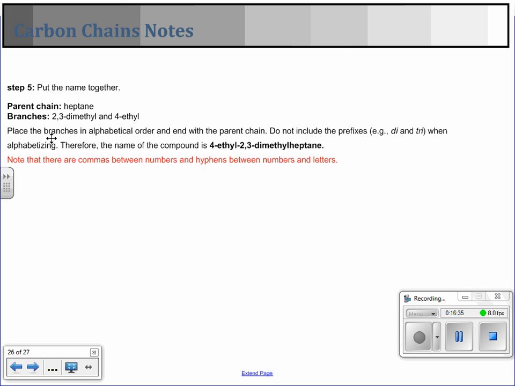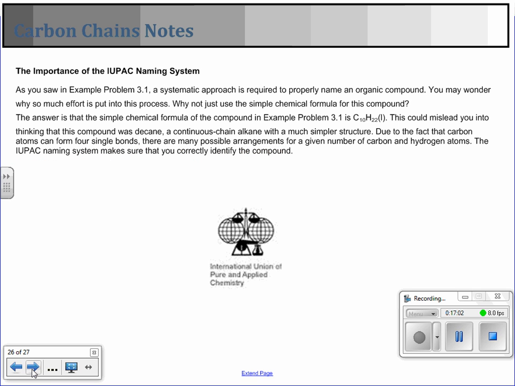We place the branches in alphabetical order and end with the parent chain. We do not include prefixes, for example di and tri, when alphabetizing. Therefore, the name of the compound is 4-ethyl-2,3-dimethylheptane. Sorry, note that there are commas between the numbers and hyphens between the numbers and the letters.